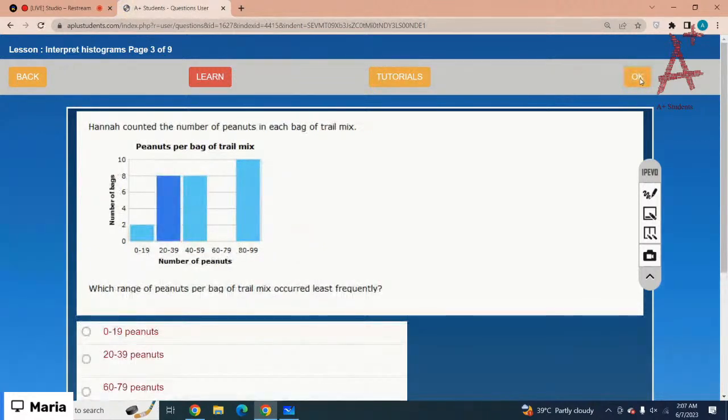The next one is: Hannah counted the number of peanuts in each bag of trail mix. Which range of peanuts per bag of trail mix occurred least frequently? So which is the least frequent? You can see from 60 to 79 peanuts, you have zero, no value for 60 to 79. That means the least frequent is the one with 60 to 79 peanuts. Got it?